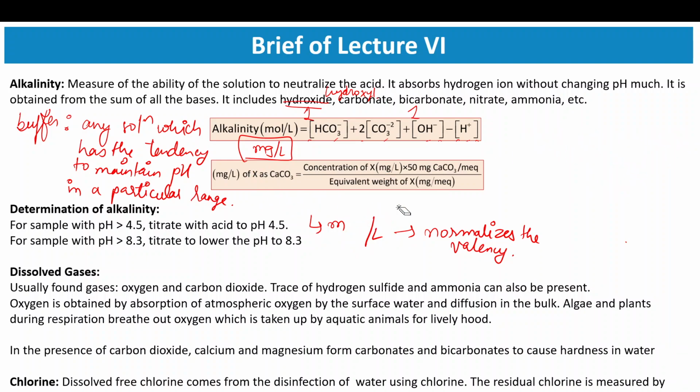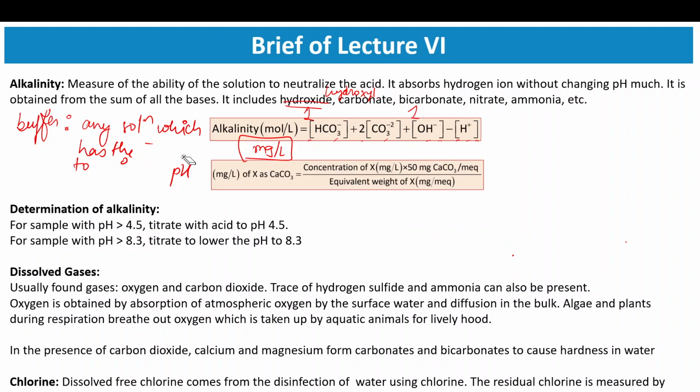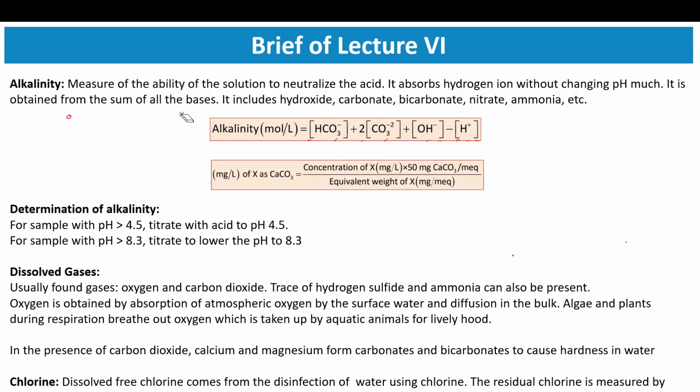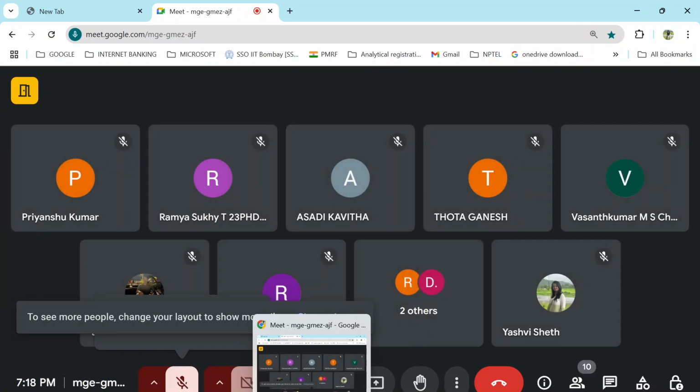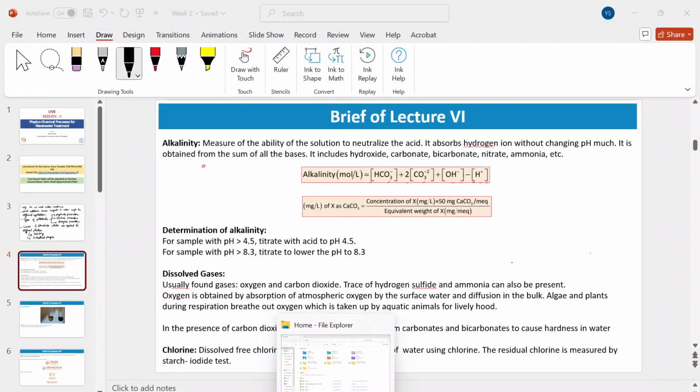Yeah, so this is how we calculate, or this formula you can directly use for measuring the alkalinity. One thing you need to always take care of is the unit. You need to have unit consistency every time, right? So either it is milligram per liter or it is milli equivalents per liter.